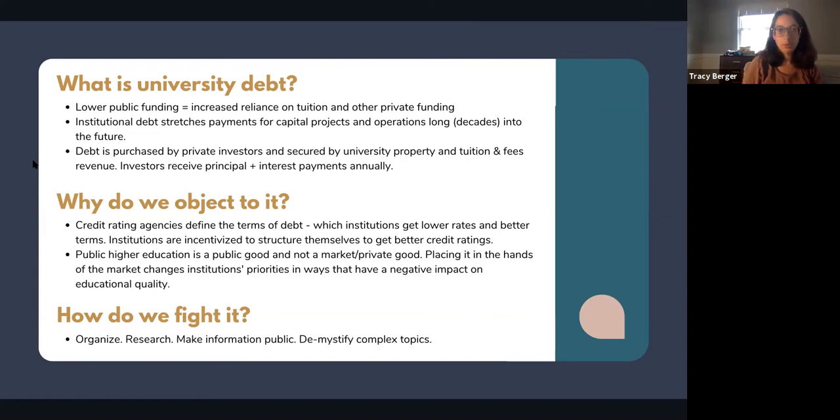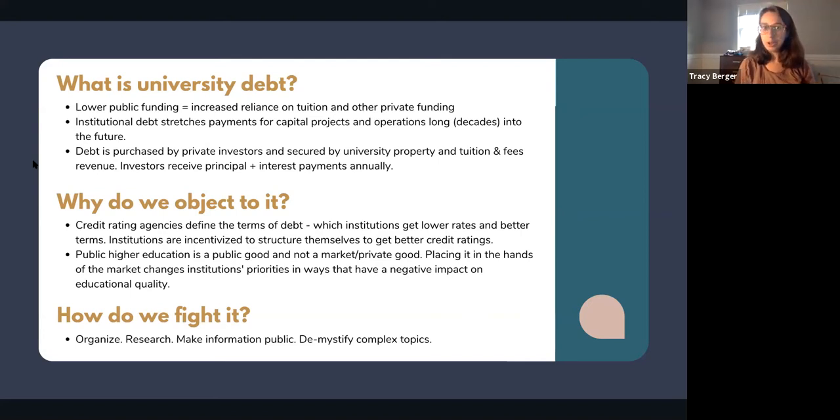So why do we object to it? The terms of the debt, as far as what interest rate an institution is going to be paying, and whether they can say that they're AAA rated or AA rated, has a lot to do with how desired their bonds will be on the market. And all of that is decided by these credit rating agencies. They have these big matrices that they look at to decide how they feel a university should be rated. And it's all based on the kind of neoliberal view of education as something that should be fiscally streamlined and efficient, and not looking at educational quality. It's really looking exclusively at how the finances of the university are working.